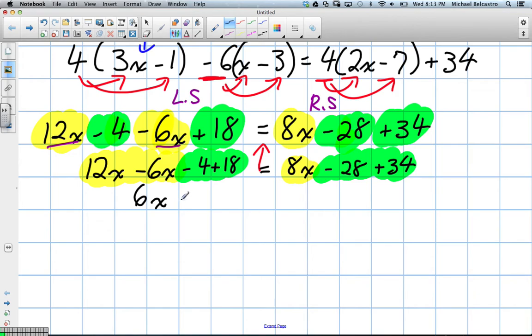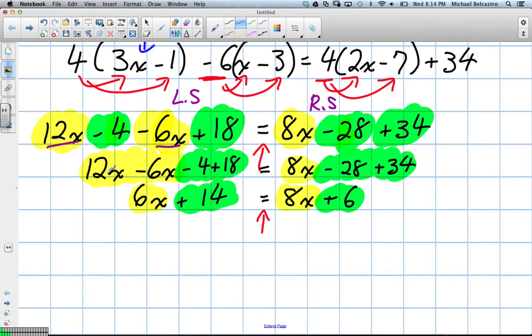You can get a calculator. This one stays 8x. 14. Yeah, that's right. And what about negative 28 and 34? Positive 6. Good. Now, the problem is, look, I have a like term here, and a like term here, and a like term on this side, and a like term on this side. Again, I'm being separated by an equal sign.